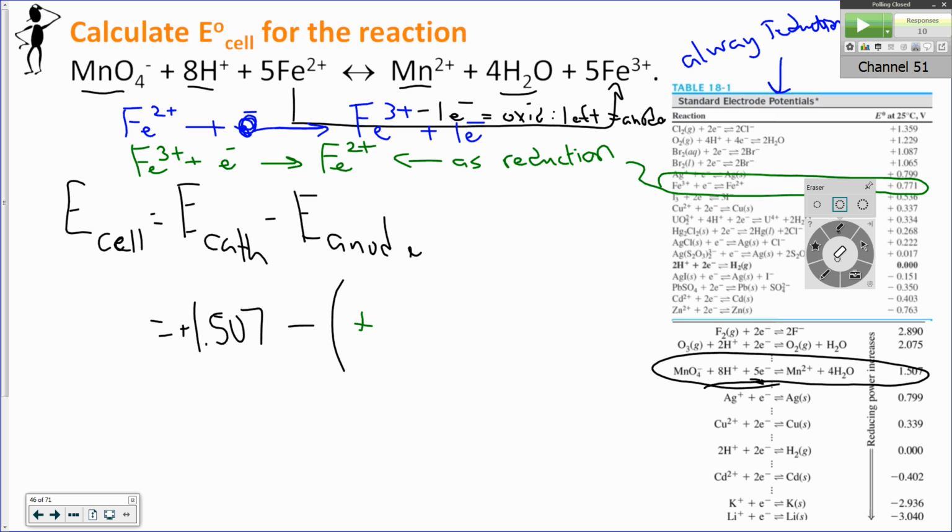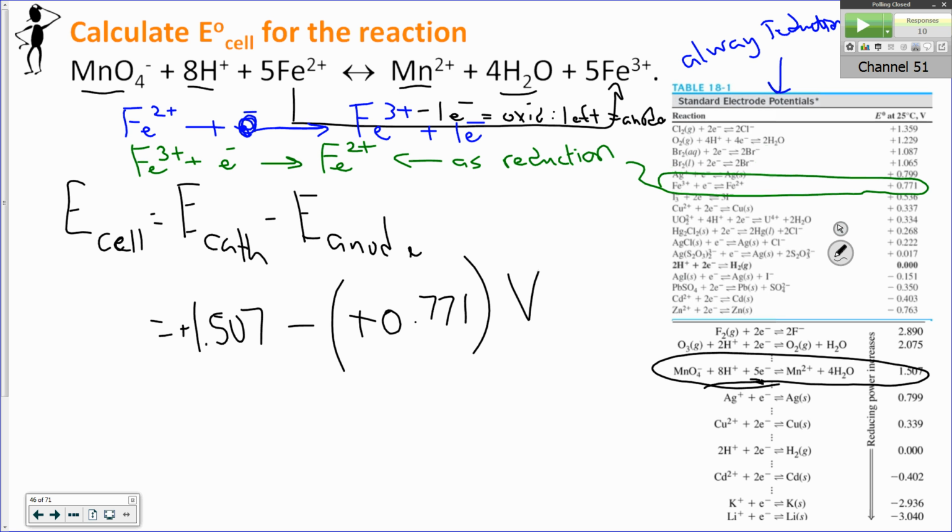Set this in color. So positive 0.771, and all this is in volts. So I've got a positive minus a positive, so part of that's going to cancel out. It's around 0.8 volts. A little bit less than that.